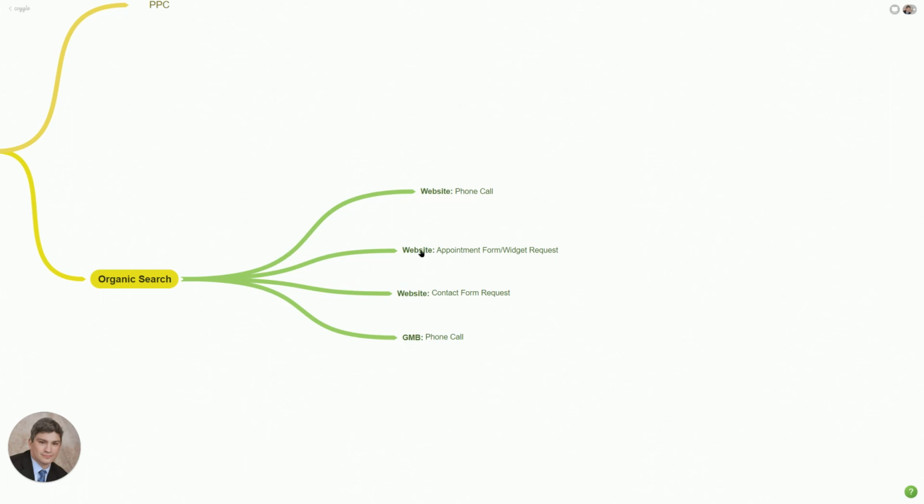Number two, they are going to go to your website and maybe you have an appointment form or a form widget that they can click and make an appointment. Number three, they can submit a contact request. And number four, they can do a Google search or an organic search. Remember, organic search is someone goes to Google and types in dentist near me, doctor near me, whatever it happens to be, dental crowns, dermatologist, whatever.